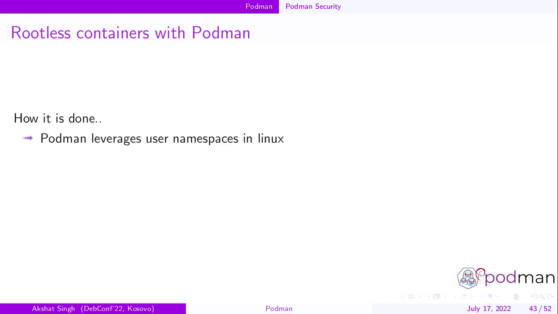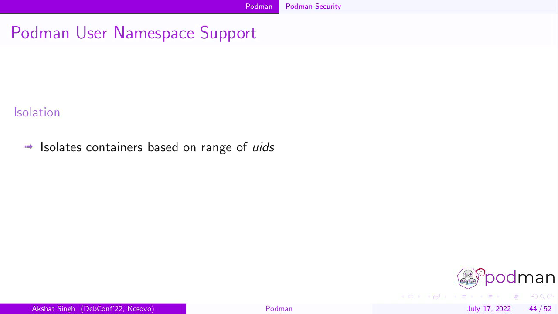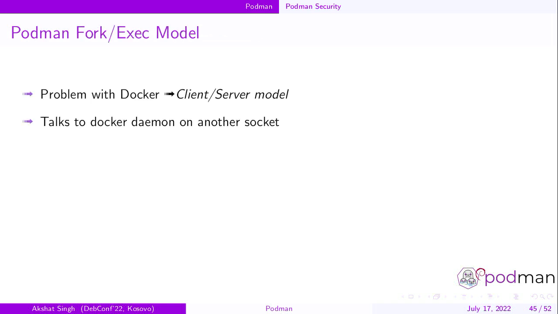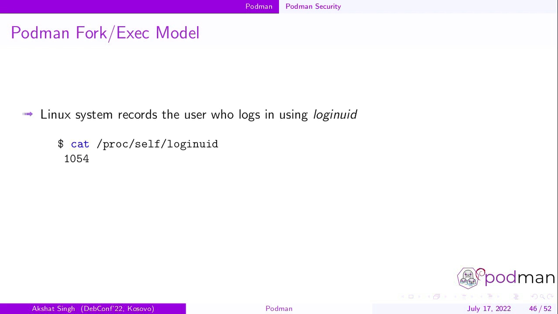As we have seen from the start, it uses namespaces in Linux, and there is the call Buildah unshare, so we basically enter the user namespace without being inside that container. In this figure, we can see that it is deeply integrated with systemd. We can have a process running inside the container, but that cannot be possible in the case of Docker, because Docker talks to the daemon on another socket.